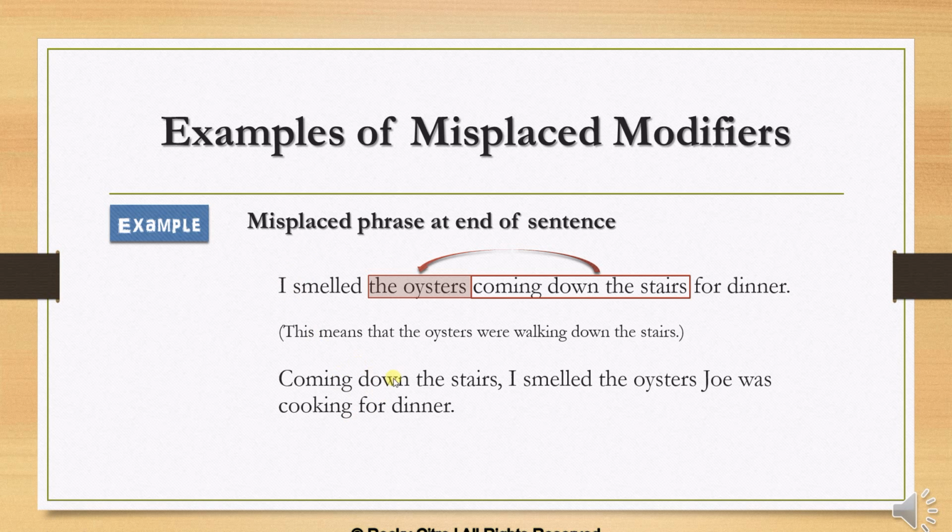So there's a couple ways, of course, that we could fix this. Coming down the stairs, I smelled the oysters, and I just added in some more clarity here. Joe was cooking for dinner. And what did we do? Well, we made sure we didn't have anything between our modifying phrase and what it was modifying. We could also fix this by saying, let's say, as I was coming down the stairs, I smelled the oysters that Joe was cooking for dinner as I was coming down the stairs.